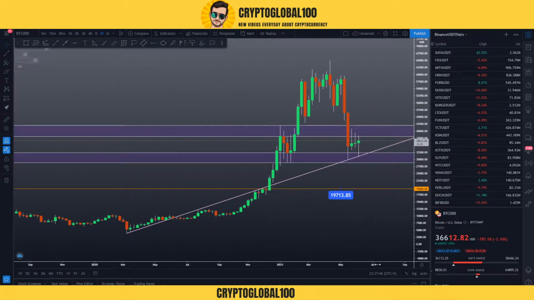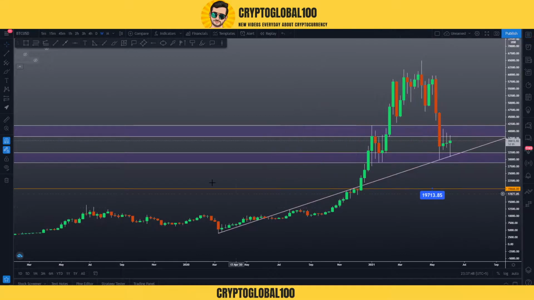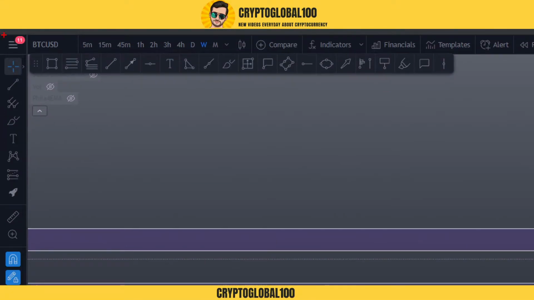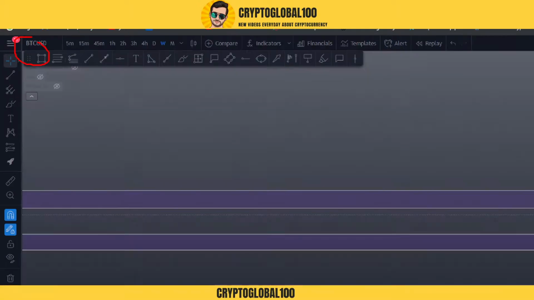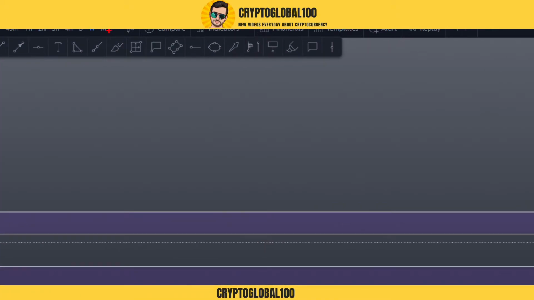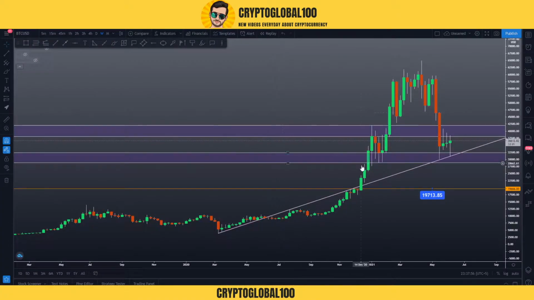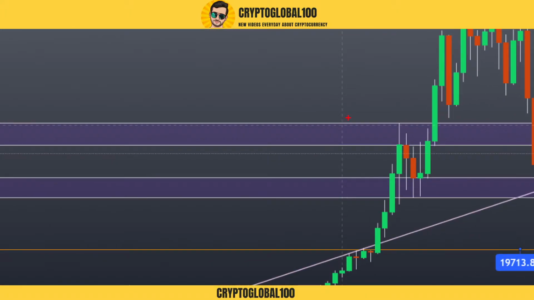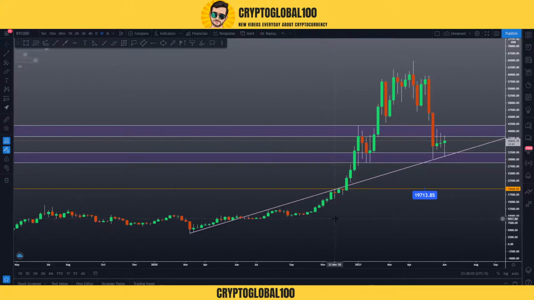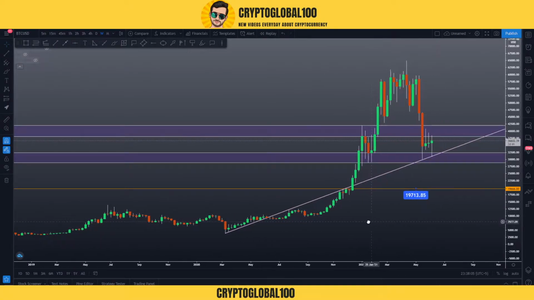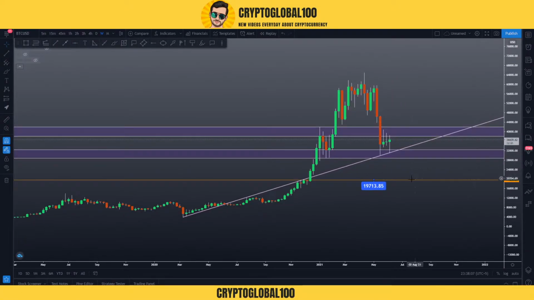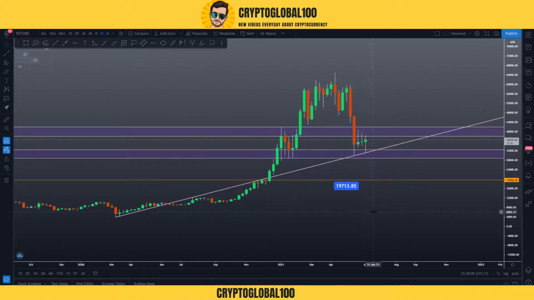This is a price analysis of the BTC Bitcoin USDT pair, just a short video on the Bitcoin price analysis. Right now I am on a weekly chart, and I have drawn these two areas, guys. These are the areas of supply and demand, and the weekly zones matter the most, because the larger the time frame, the better the areas.